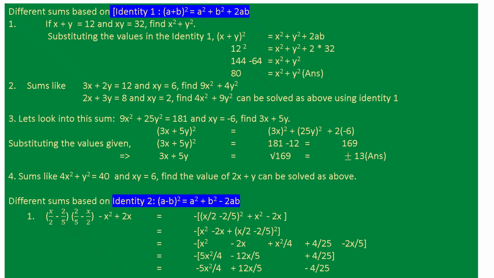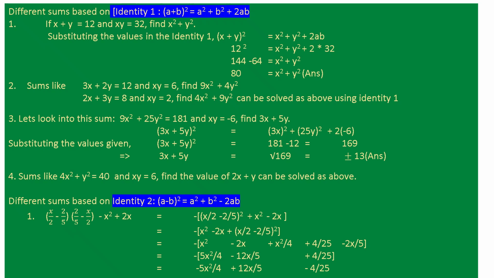You can get similar sums like 4x squared plus y squared is equal to 40 and xy is equal to 6. And let's look into some sums based on identity 2. x by 2 minus 2 by 5 times 2 by 5 minus x by 2 minus x squared plus 2x. So it's a quadratic expression wherein the operators have a negative sign, so it gives a clue that identity 2 could be very well used.